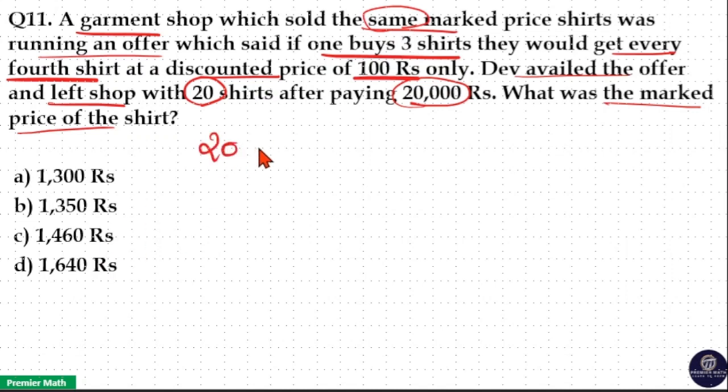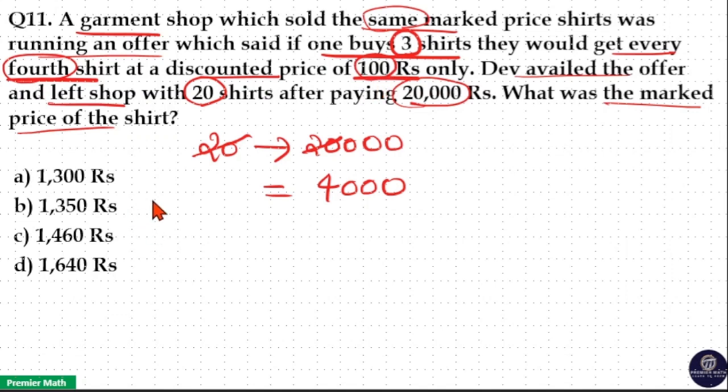Now, 20 shirts cost 20,000 rupees, which means 1 shirt costs 1000 rupees. Then 4 shirts cost 4000 rupees. Here 4 shirts means 3 plus 1. That is, if he buys 3 shirts, he will get the 4th shirt at a discounted price of rupees 100. Which means 3 shirts cost 3x rupees. Now the 4th shirt he will get at 100 rupees, that is at the discounted price.